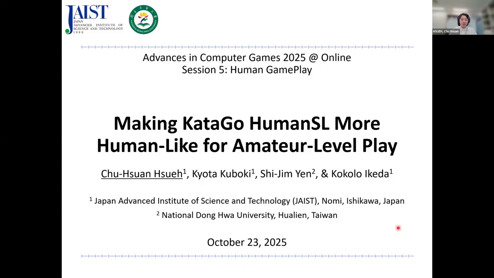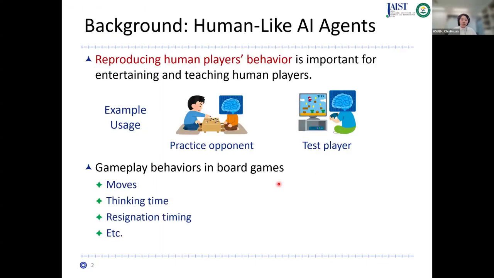I'm going to share about our work on making KataGo HumanSL more human-like for a mature level play, co-authored with Kyota, Kuboki, Shi-Jim, and Kokolo Ikeda. Research on creating human-like AI agents has received more and more attention. Reproducing human players' behavior is important for entertaining or teaching human players. For example, we can use these human-like AI agents as practice opponents or as test players of content generation.